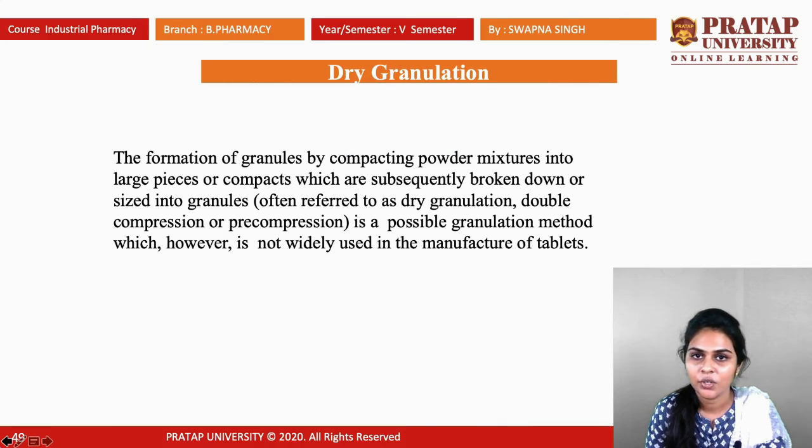Next is dry granulation. The formation of granules by compacting powder into large pieces or compacts, which are subsequently broken down or sized into granules, is often referred to as dry granulation, double compression or pre-compression. It is a possible granulation method which, however, is not widely used in the manufacture of tablets.